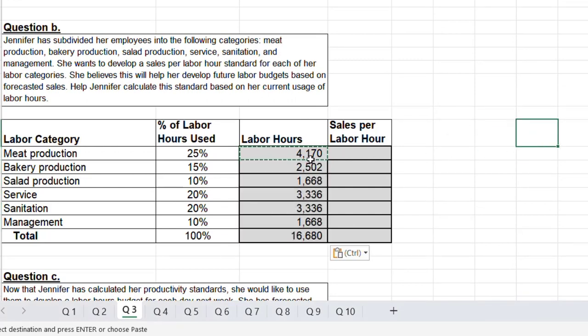All right, so we see here for meat production, in 1 month, she uses 4,170 labor hours. Okay, if she feels like this is, like she said in the beginning, a perfect month for her, it's a very good standard. So if I'm one of her managers, in charge of the bakery team, I know that for the full month, the full 4 weeks, I have 2,502 hours that I can schedule.